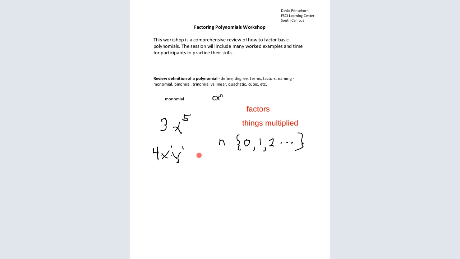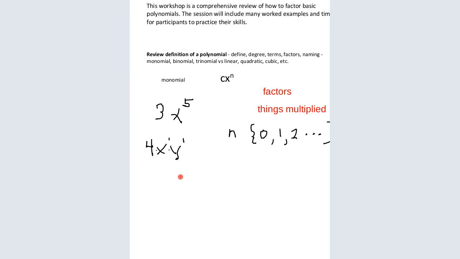If I put them together, I could form binomials, which means 2 terms. For example, I could put this together, such as 3x to the fifth plus another monomial, 4xy, and I've got what are called 2 terms. Terms are things that are added or subtracted. So there would be one term. There's the second term. And let me write that down. Terms are things that are added or subtracted.